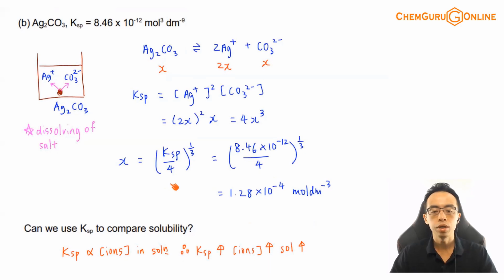Can I use KSP to compare solubility? We have already mentioned that KSP is related to solubility. Can I just say that I don't need to calculate solubility? Can I just use KSP? If you have a bigger KSP, it means that you're more soluble.